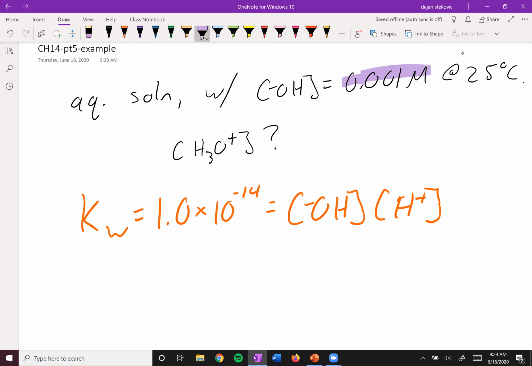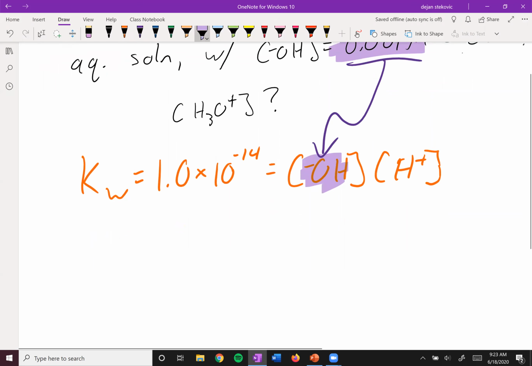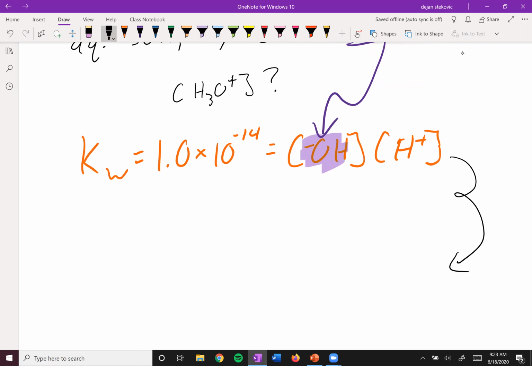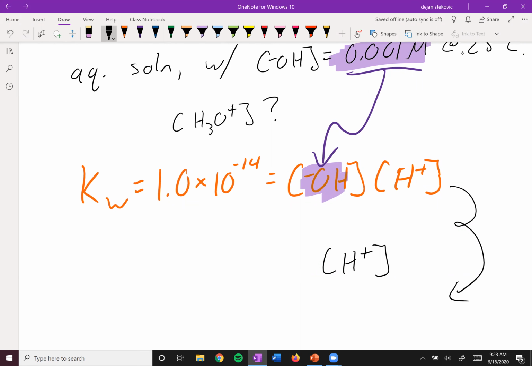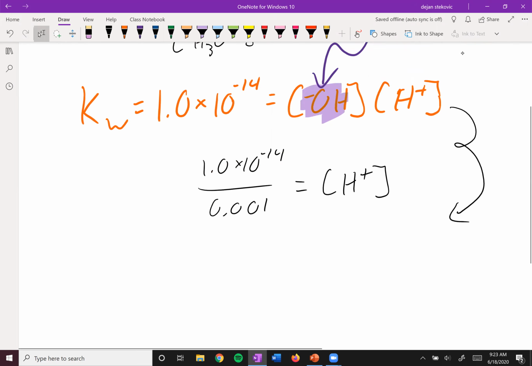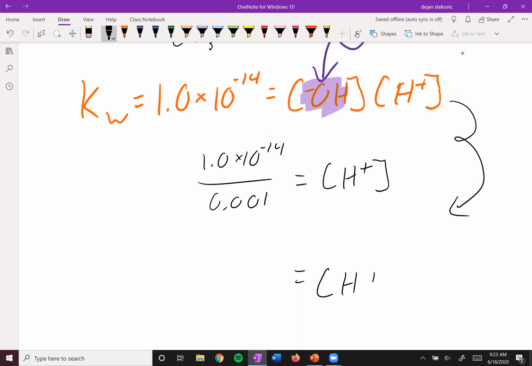And so if you know your concentration of hydroxide is equal to 0.001, we can take this number and we can plug it in to here. And then we can reorganize this equation, right? Divide both sides by 0.001 to get our concentration of H plus. So it's going to be equal to 1.0 times 10 to the negative 14 over 0.001. And then your concentration of H plus ends up being 1.0 times 10 to the negative 11.